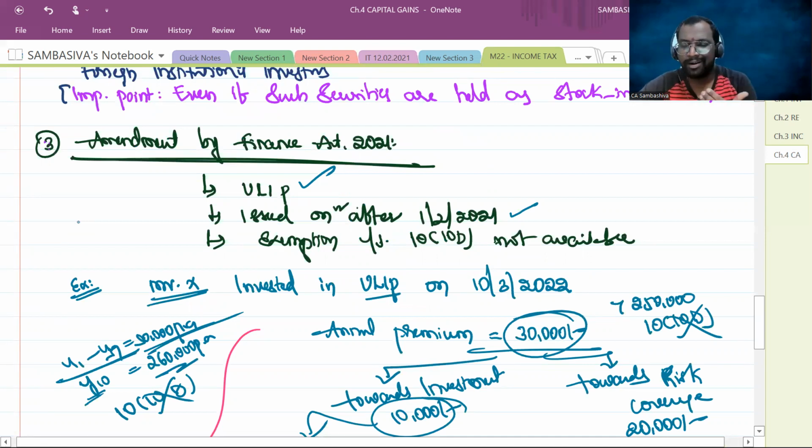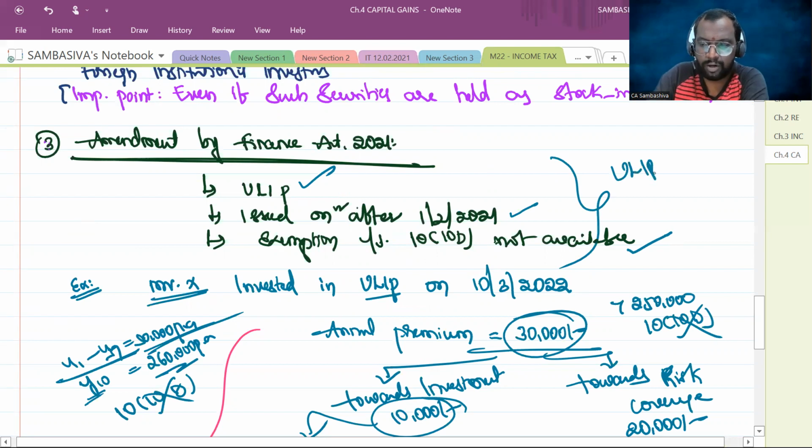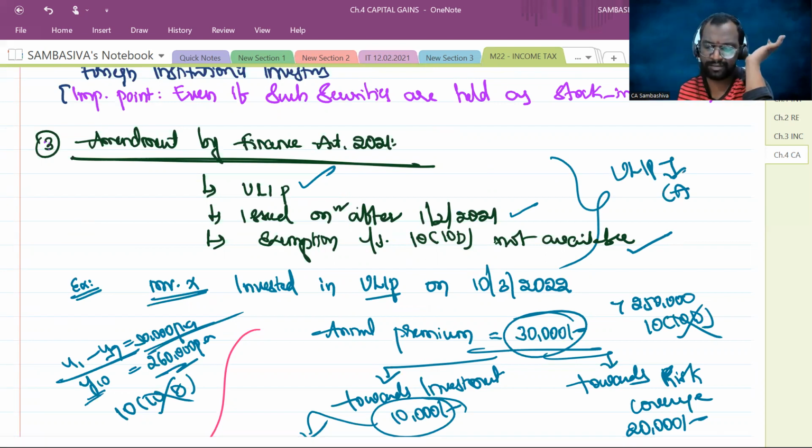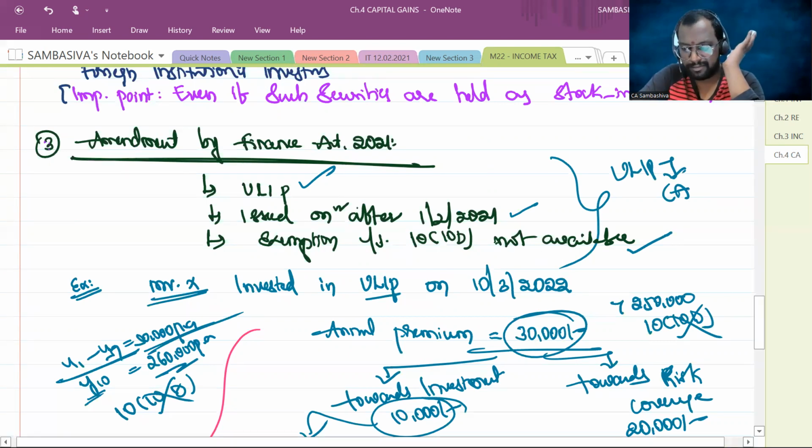If all these three conditions are satisfied, such a ULIP has to be considered as a capital asset. Whatever the ULIP we are discussing, it is a capital asset. That unit linked insurance policy should be treated as a capital asset. If any one of these conditions is not satisfied, then that should not be treated as a capital asset.